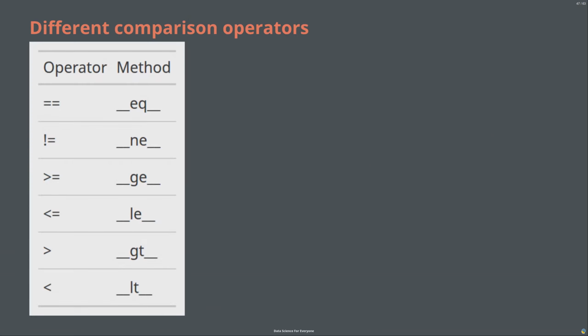In Python, every comparison operator has a corresponding method that we can define in our own classes. For example, when we use an exclamation mark followed by an equal sign, Python calls the __ne__ method, which stands for not equal. To change how these comparisons work, we just need to create these methods inside our custom classes.